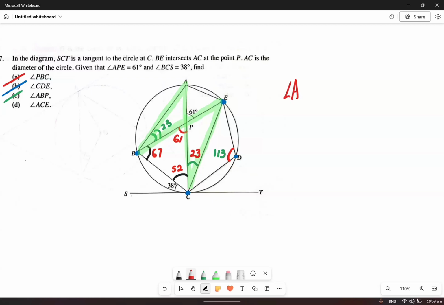Angle ACE is also equal to how much? 23 degrees. This is called angles in the same segment. Do you agree so far? So that's how you would do a question like this.